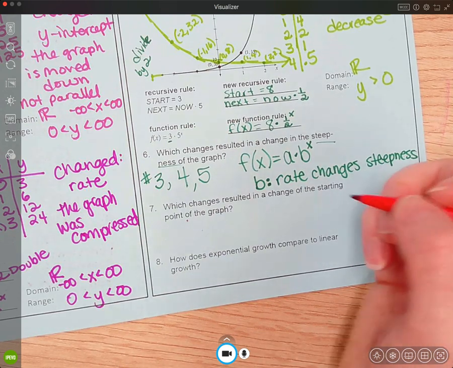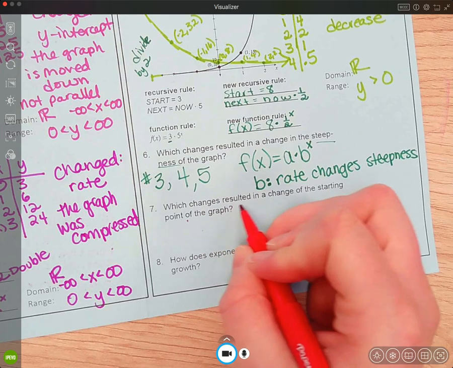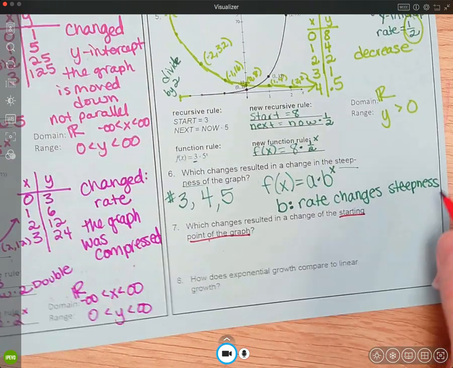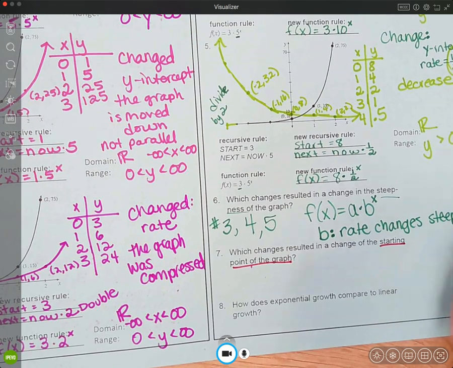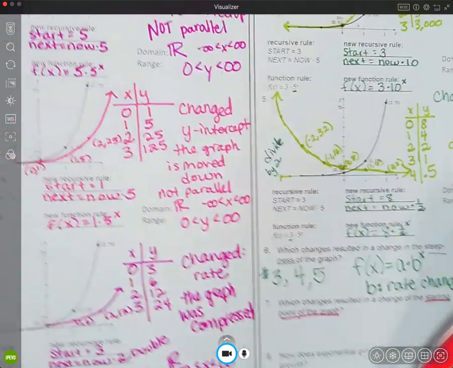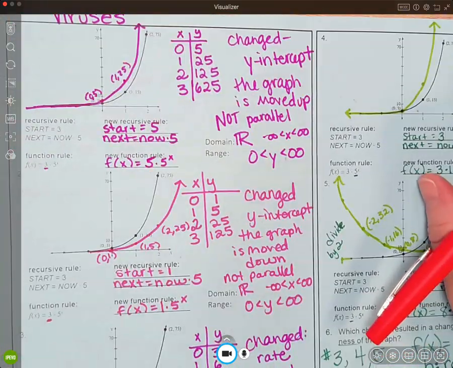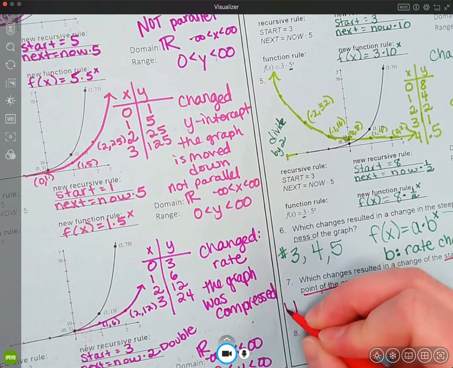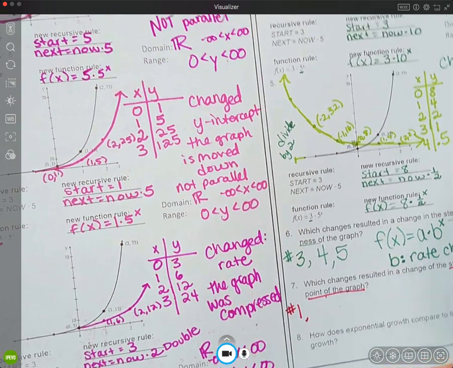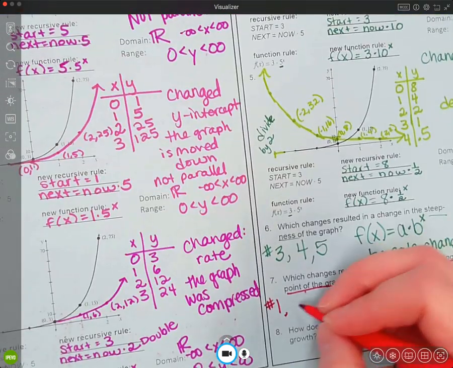Okay, what about when we had a change? Which changes resulted in a change of the starting point of the graph? Change in y what? Intercept. Yeah. So which ones had a change in the y-intercept? Number 1. Number 5, you're right, but what was the other one? Number 2. Yeah.